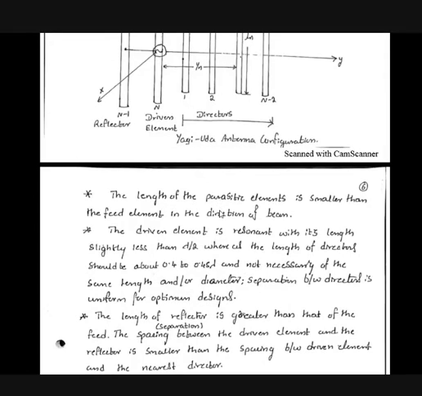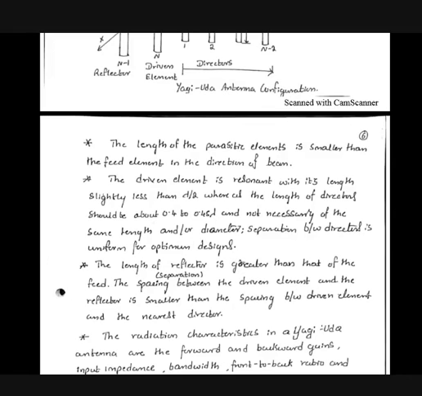Whatever I have said here, the same thing has been written on page number six. The parasitic element is always smaller than the feed element. The feed element is nothing but the driven element, where exactly the power supply has been given. So it is always smaller than the feed element, in the direction of the beam.